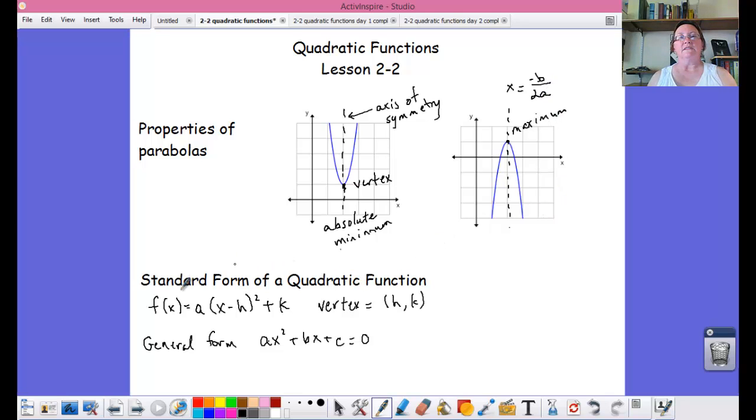So the standard form helps us locate a vertex. If we're in general form, it's easy to find the axis of symmetry, and that's important because that's the x-coordinate of the vertex. So that's where we're going to start today. Let's move on.